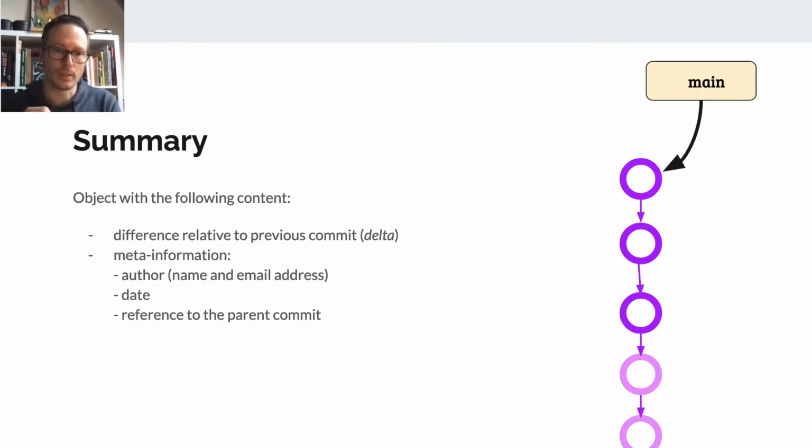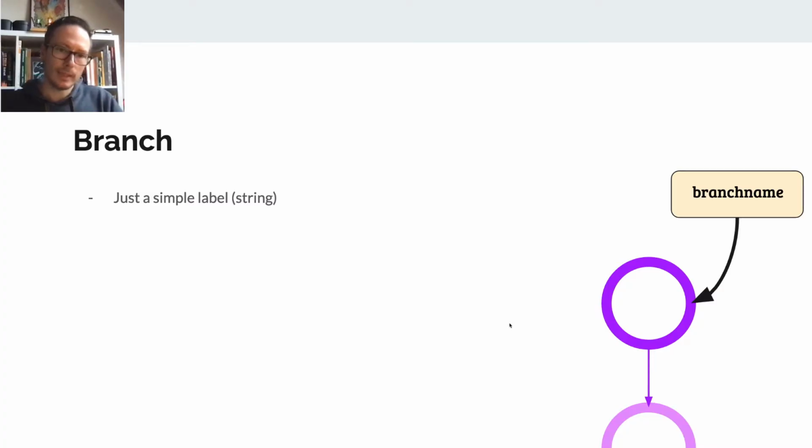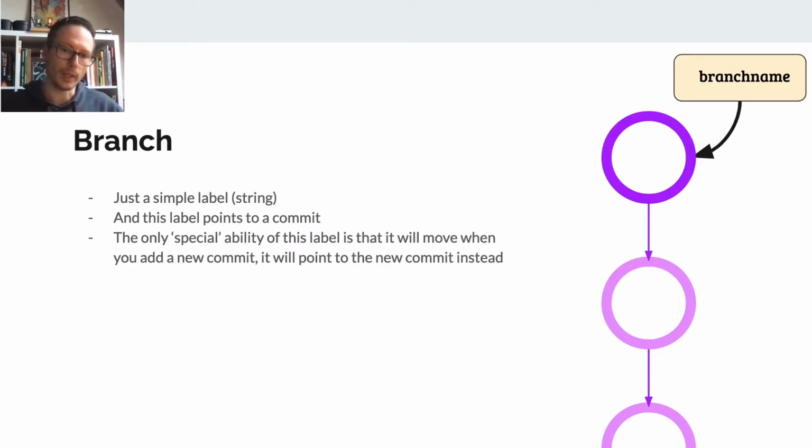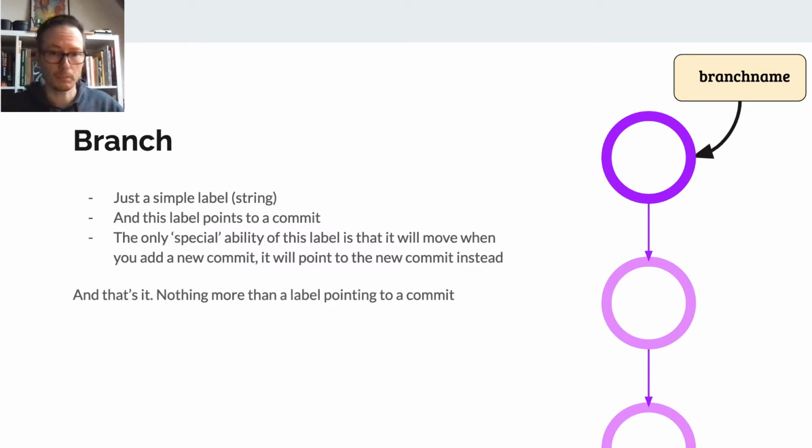So branches. Well, a branch, it's just a simple label, just a string. And this is a label pointing to a commit. And the only special ability of this label is that it will move when you add a new commit. So it will point to the new commit instead. So it moves. That's it. Nothing more than a label pointing to a commit. You can have multiple labels pointing to the same commit. You can create 100 labels or branches pointing to the same commit.